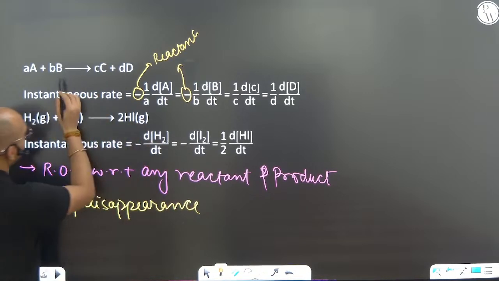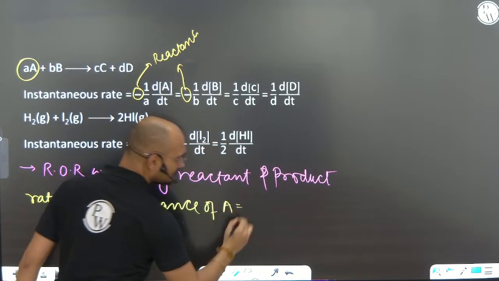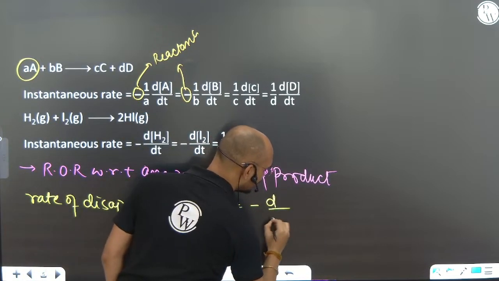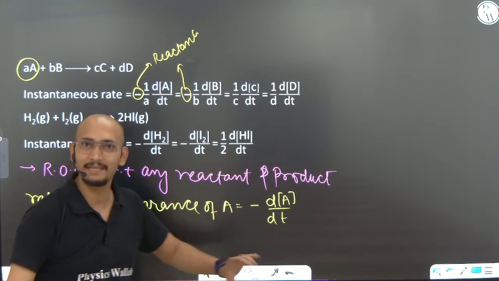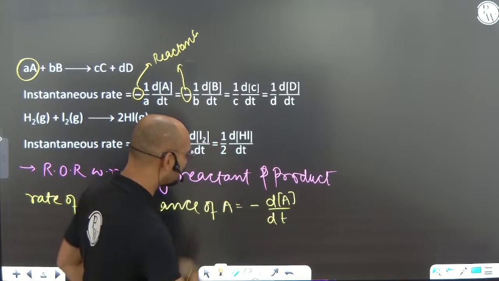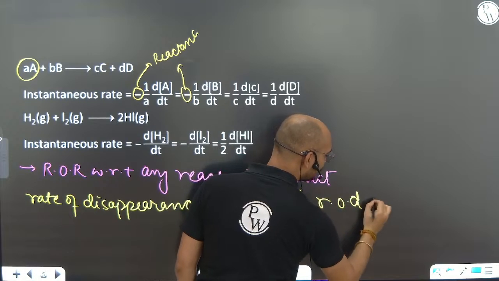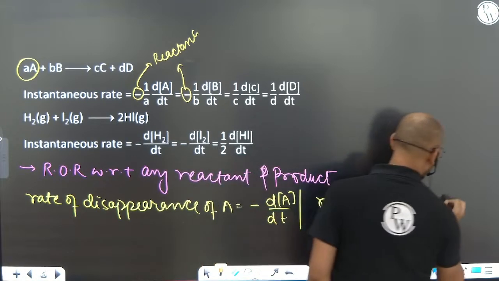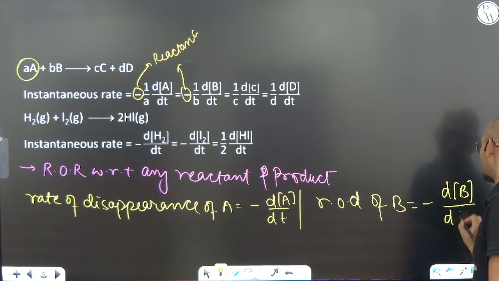Take one of the reactants from here. Consider I am taking A, the disappearance of A. What will it be? It will be minus dA by dt. Now you ask, where is 1 by A? Here the stoichiometric coefficient is not used. Please keep that in mind. And the rate of disappearance of B will be minus d concentration of B by dt.